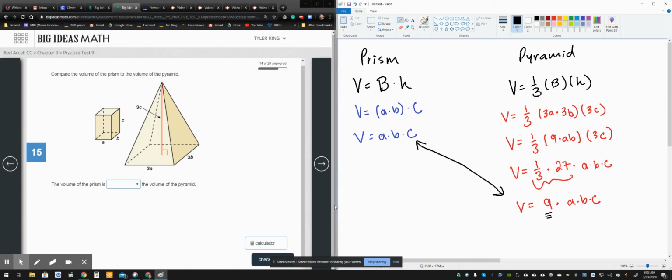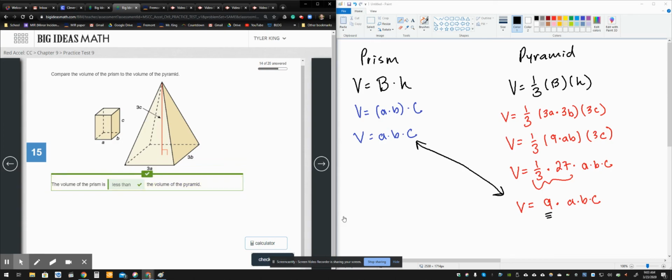So when we look at our answer choices, we should be able to see that the volume of the prism, which is A times B times C, is going to be less than the volume of the pyramid, because the volume of the pyramid is 9 times greater. And we are good.